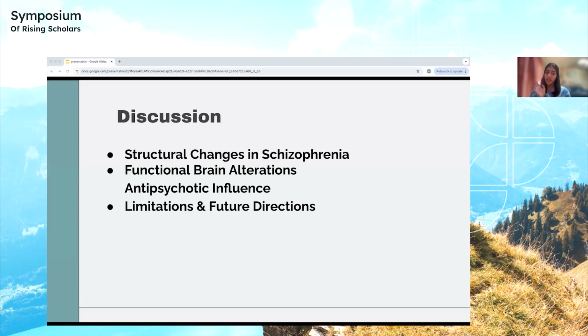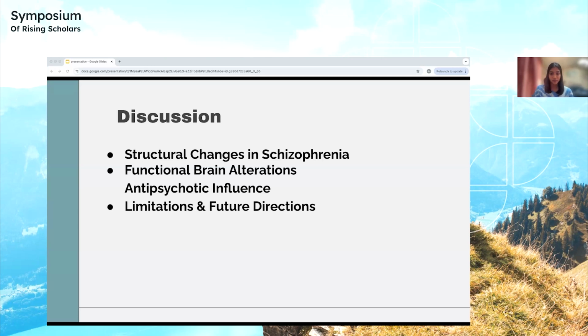And so some of the limitations were that this review was limited by cross-sectional studies and a 10-year publication window, which may exclude relevant findings. And future research should prioritize longitudinal studies to track brain changes over time and refine personalized treatment approaches targeting affected brain regions.